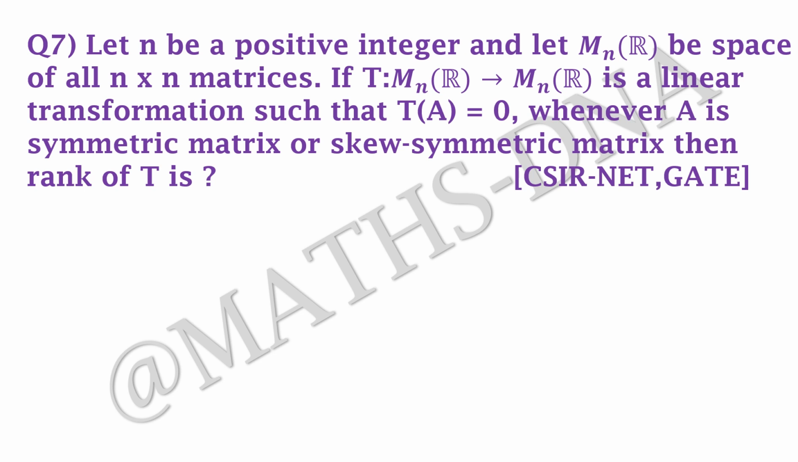This question was asked in CSIR-NET and GATE examination, and the options are A, (n² - n)/2, B, (n² + n)/2, C, 0, and D, 1. This is a very important question and I would recommend you to note it down. You can pause the video first over here and try it by yourself once and check whether you are able to solve it or not. I hope you might have solved it.